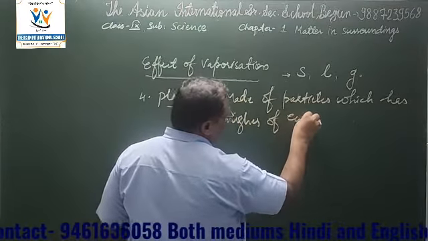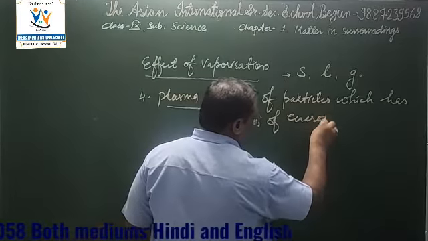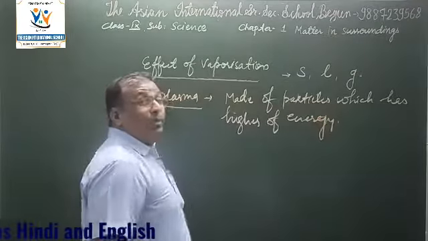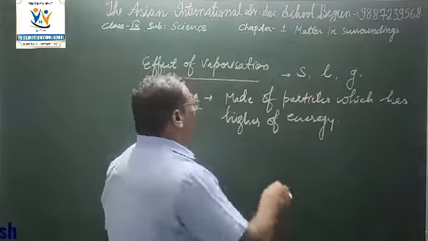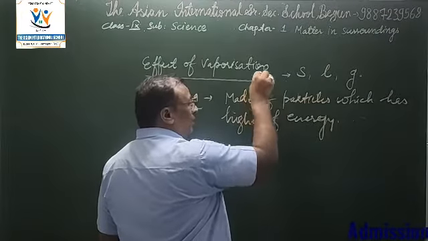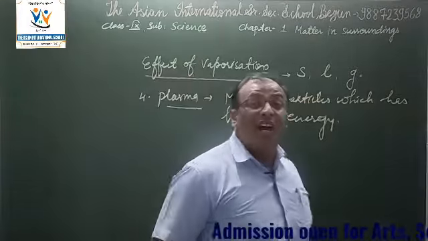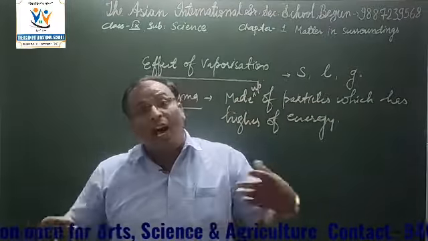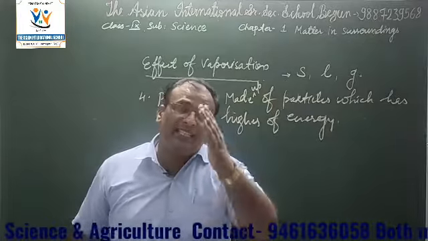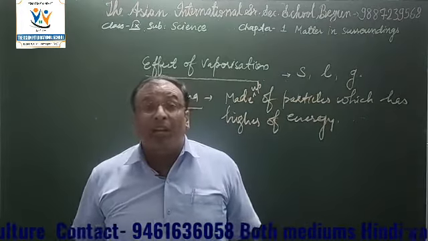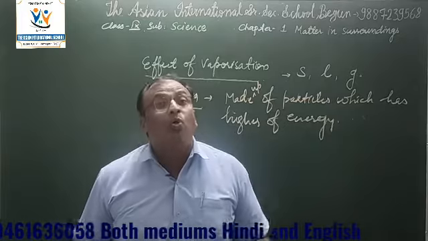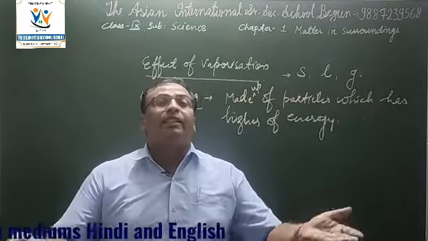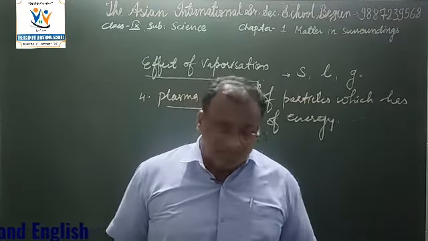Higher energy. Plasma is made up of particles which have higher energy. Means the particles which have higher energy, that state is called plasma. But where and how can you observe that state called plasma?